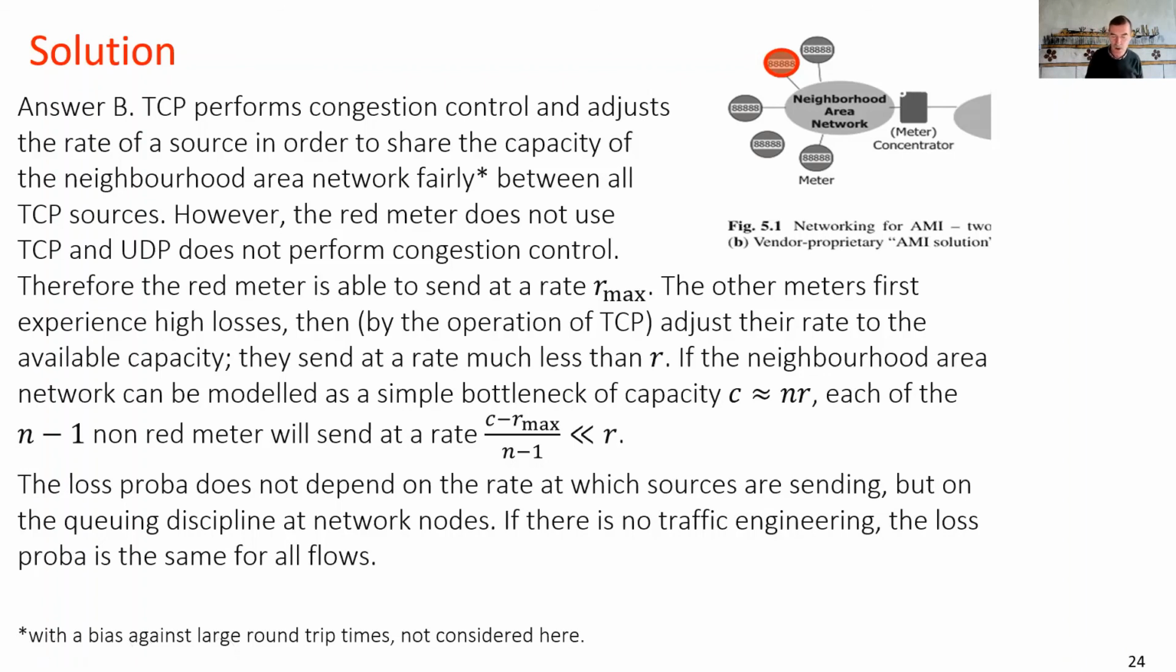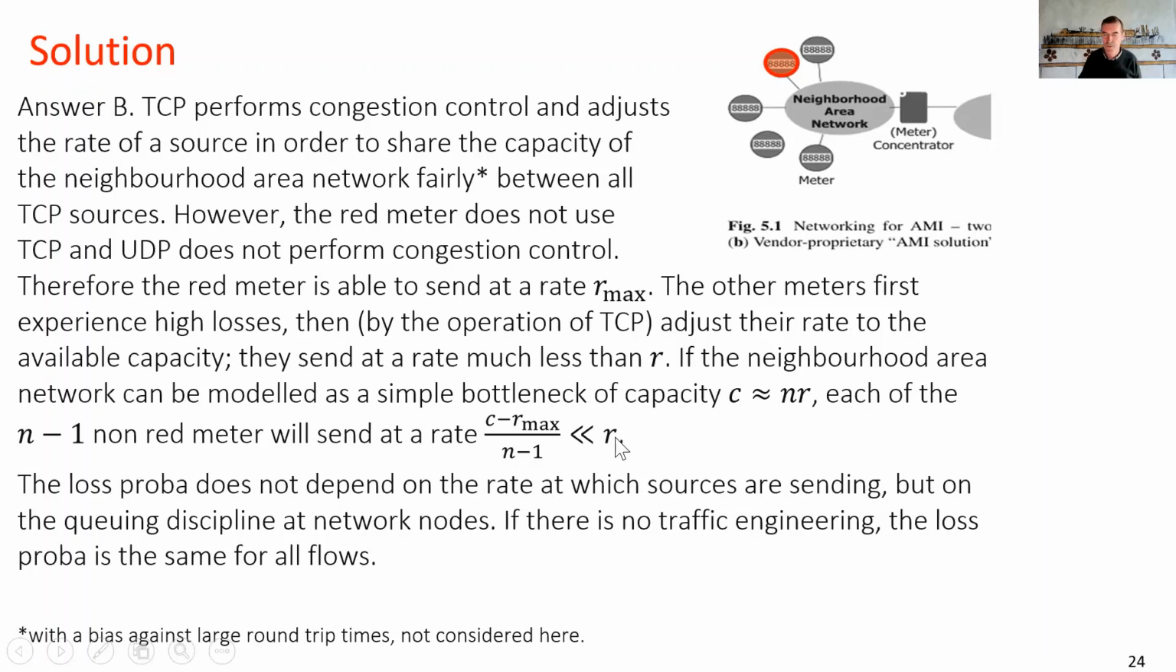So TCP will see, oh, there is less capacity available, so all meters will send much, much less. We can compute exactly how much there will be. The available capacity is C minus R max. If this red meter is able to send at the rate R max, and if this is less than C, well, the available capacity will be divided between the other meters. And since the original capacity was close to N R, this will be much, much less than R.